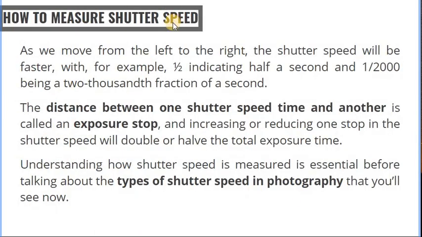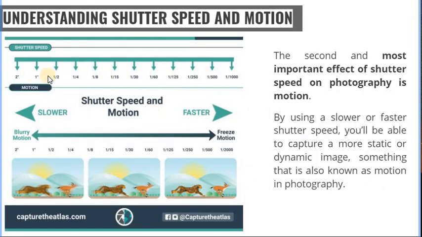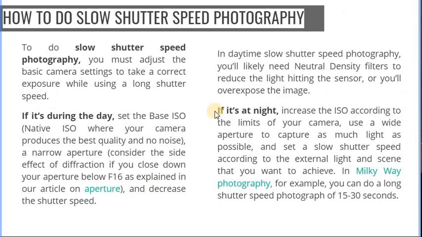Next slide. So, how to measure? As we move from the left to the right, yung kaninang picture, di ba? Left to the right, the shutter speed will be faster. For example, 1/2 indicating half a second and 1/4 or 1/2,000 fraction of a second. So the distance between one shutter speed at a time and another is what we call the exposure stop. Dito sa mga left side, ito yung much slower and sa right side ang much faster.